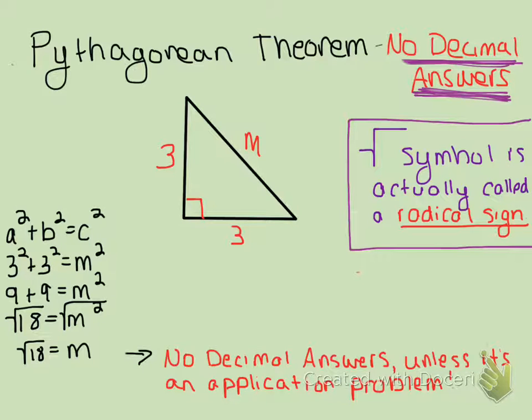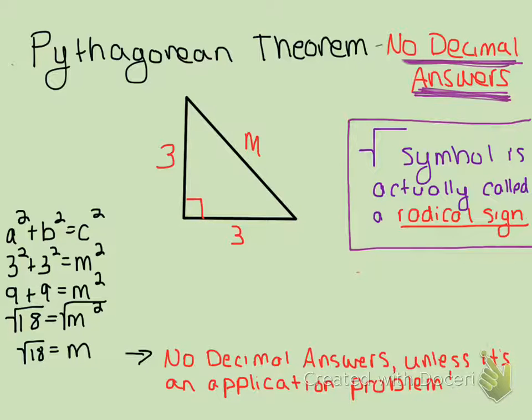In this video, we're going to be building on the Pythagorean theorem. We've done a couple of problems in class about the Pythagorean theorem, and in every instance, we've been giving a decimal answer. This video is going to introduce how to give no decimal answers anymore. All right? So we're going to be introducing this new topic of radicals.